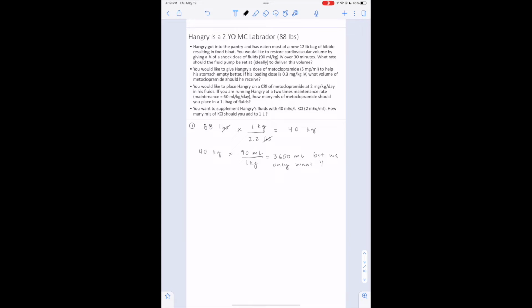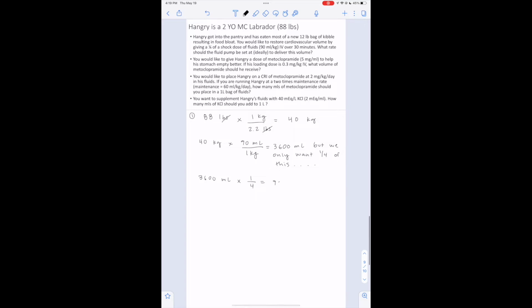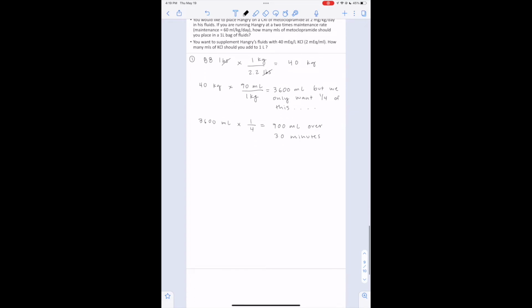So you get 3,600 mils, but we only want 1/4. So 3,600 times, you could do times 0.25 or just divided by 4. And you'll be left with 900 milliliters over a course of 30 minutes. So how many mils is that per minute? So 900 milliliters in 30 minutes, you just divide, and you're left with 30 mils per minute.